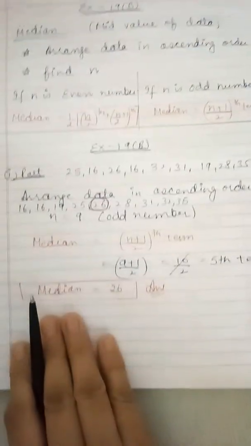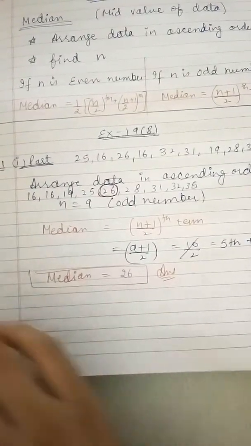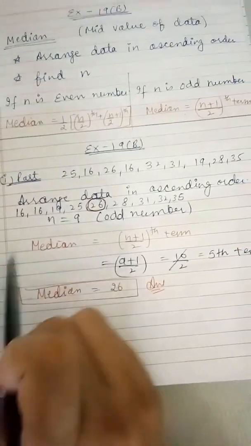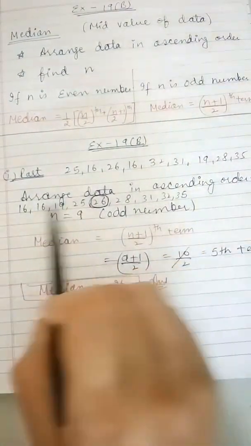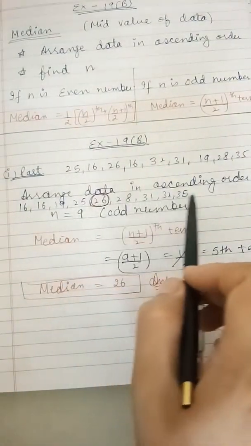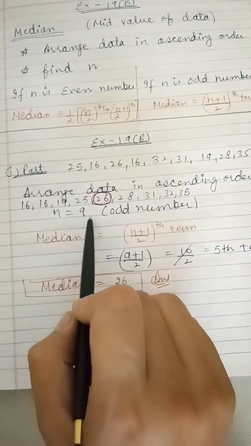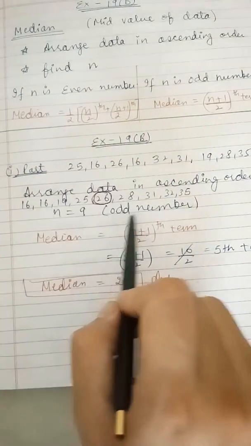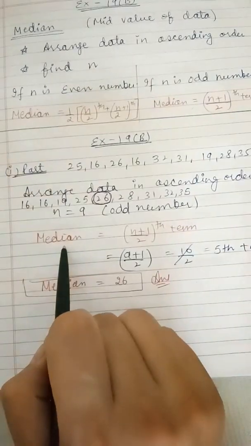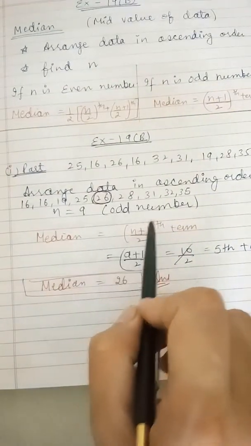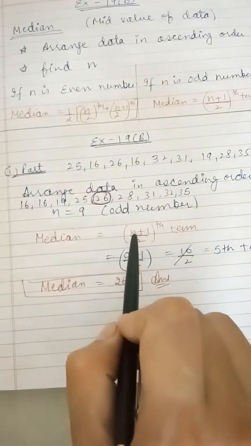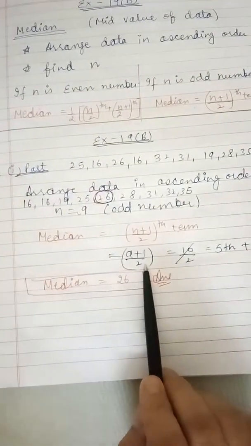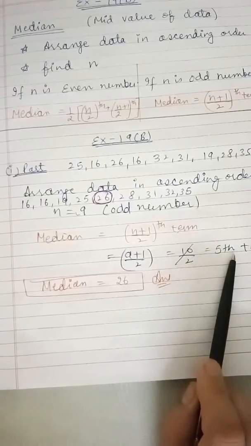Now in exercise 19b, the first question is: find the median of the following data. First of all we will arrange this data in ascending order. After arranging the data in ascending order, we count how many numbers there are. There are 9 numbers, that is an odd number. So we can apply the formula of median, that is n plus 1 divided by 2th term. N is 9, the number of observations. So 9 plus 1 upon 2, that is 10 by 2. So it is the 5th term.